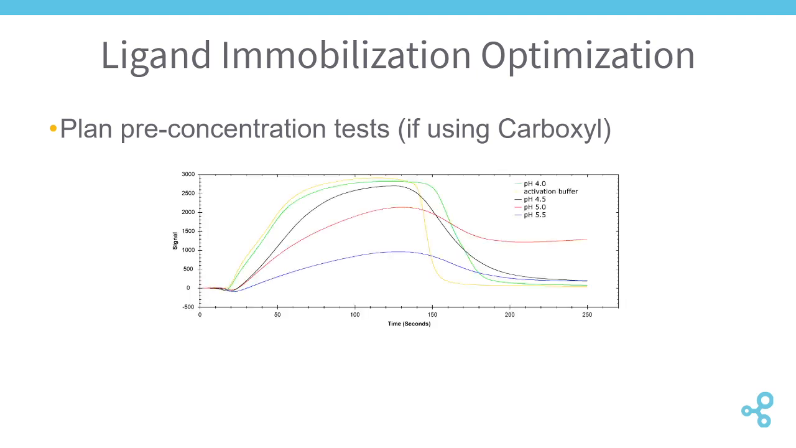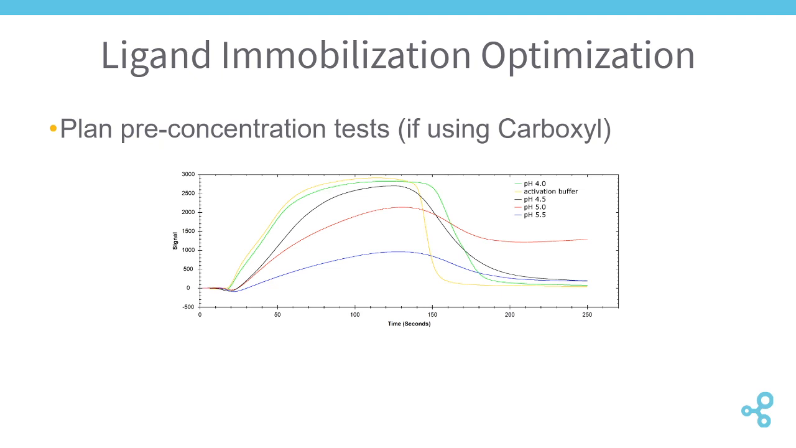So what does that experiment look like? It looks something like this. To do a pre-concentration test, we'll take a plain carboxyl sensor. We'll have no ligand immobilized there. We'll have it untouched. So no activation, no blocking, no ligand, just our plain carboxyl sensor. And then we'll prepare, in our case here, 5 solutions of our ligand. So in this case here, the ligand had a PI of around 6. We prepared 5 concentrations, starting from pH 4.0 up to 5.5, and then also using the activation buffer that's present in our amine coupling kit.